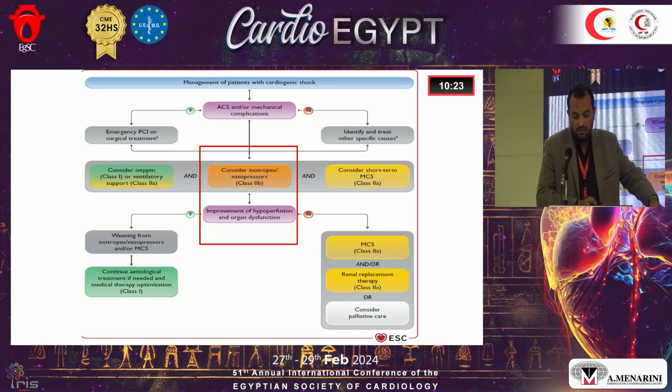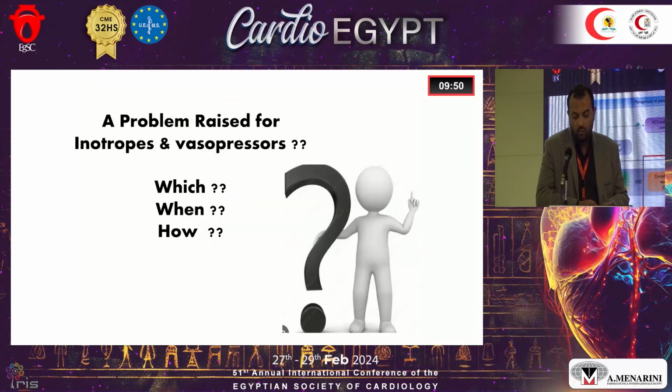It's an urgent indication, and at the same time we have to identify the specific cause. But as you can see, the European Society considers inotropes and vasopressors in general, and this was a class 2B. Till now, we still don't have a specific algorithm, unless we do very good comparative studies. Improvement of hypoperfusion is essential. Also, we have to consider oxygenation, which is class 1, and ventilatory support as a class 2A if we need. Then after this, we can start weaning of vasopressors and inotropes.